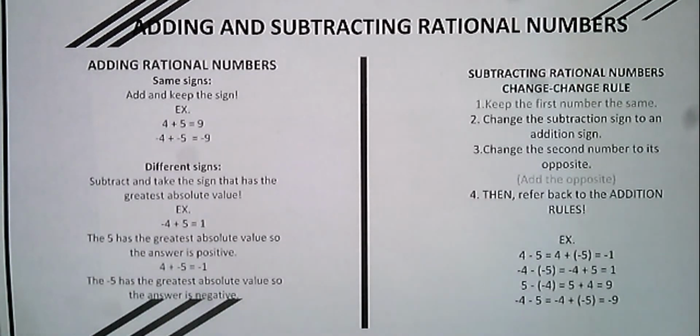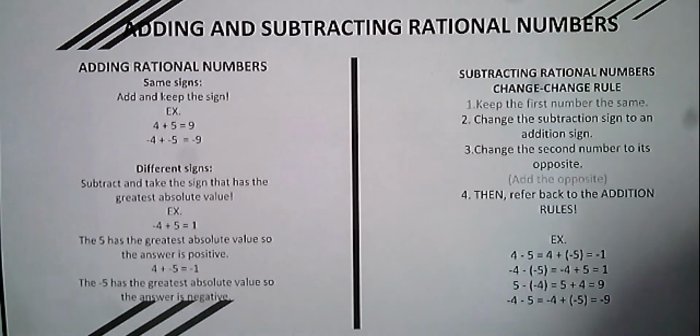The reason I pulled this up here is because your assignment 12 from last week, you were supposed to create a poster. You could do it in Google Slides or Google Docs. And what we wanted you to do was to create a poster that has the rules for adding rational numbers with same signs and different signs, and then also one that has subtracting rational numbers with the change rule. So this is an example that Mr. Norton and I created, and it's just the one-page example.